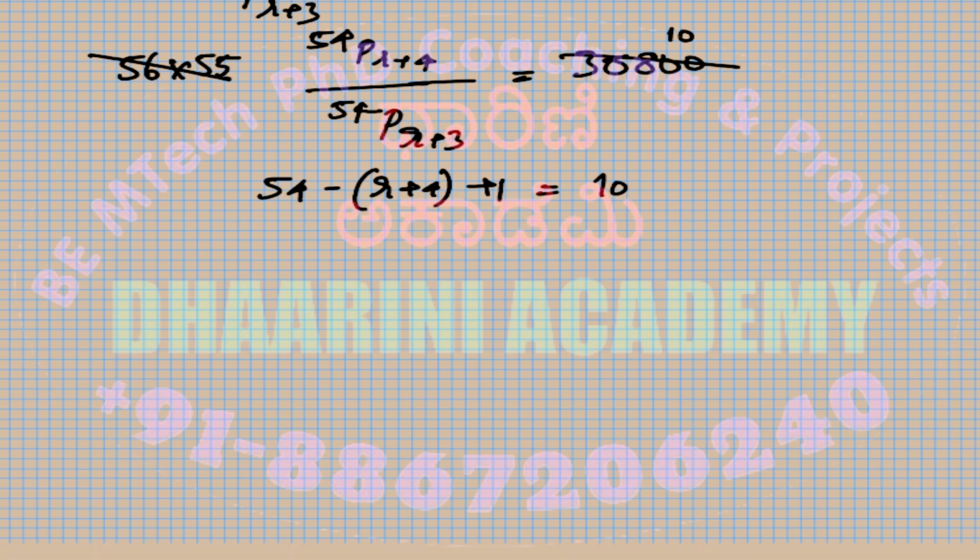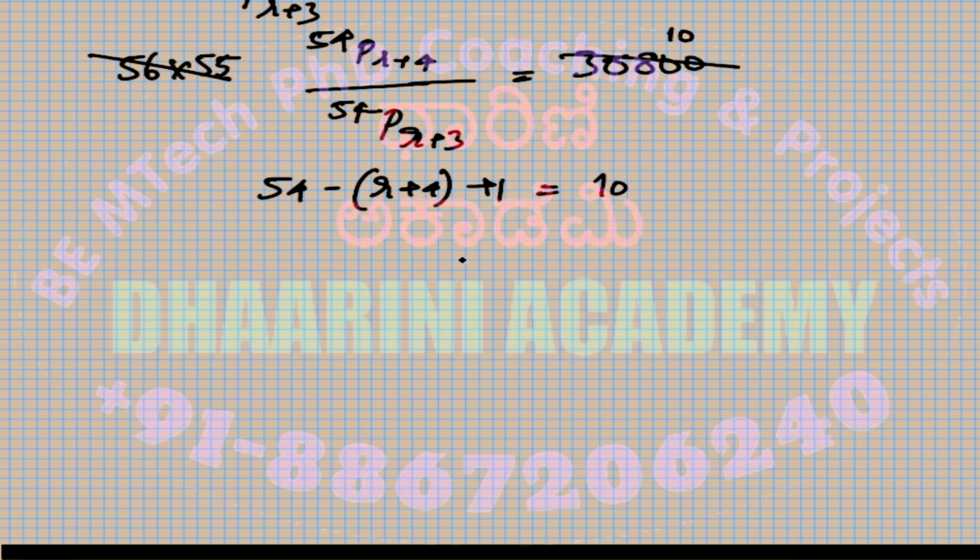So I have all the values required to calculate r directly. r goes to the other side, right? So this is 54 minus 10, that is 44, minus 4, that is 40, plus 1. So r is equal to 41 is the required answer.